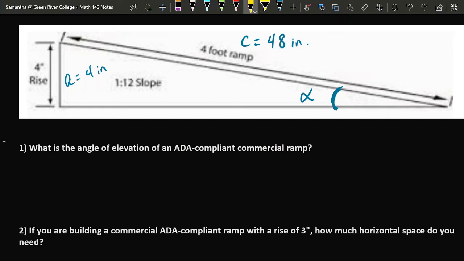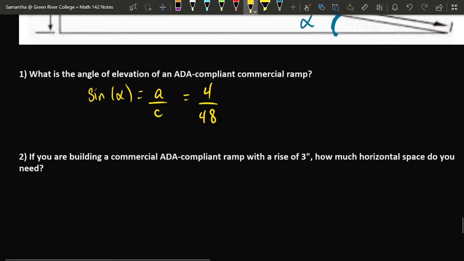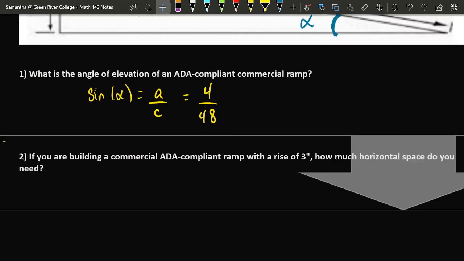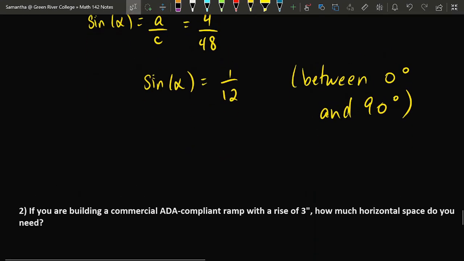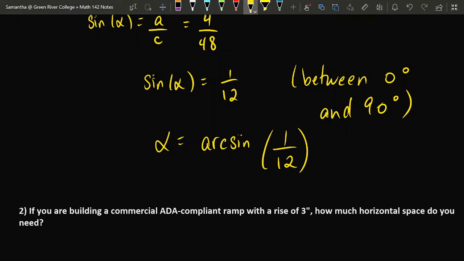It seems to me like I could use the formula that sine of alpha equals a divided by c. I can fill in the value of a, and I can fill in the value of c in this formula, and all that will be left is alpha, a single unknown that I can solve for. This is a perfect opportunity to use arcsine. Let's plug 1/12 into arcsine and get the angle that makes this equation true.